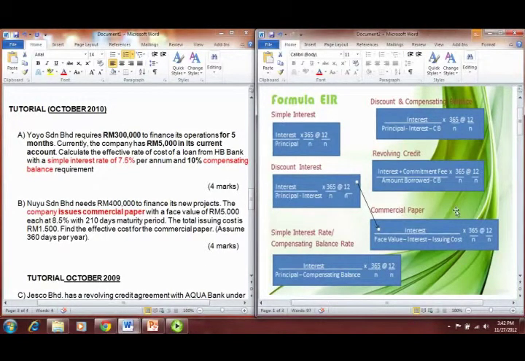When you identify the formula, before you calculate your EIR, before you substitute the information in the formula, extract the information. So you need to know your interest, you need to know your face value, and you need to know your issuing cost.